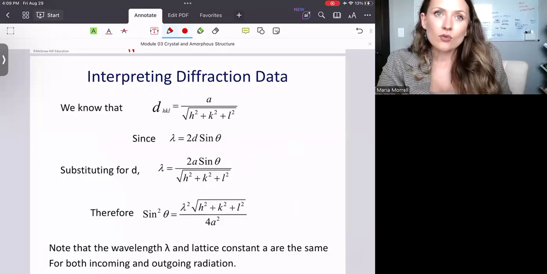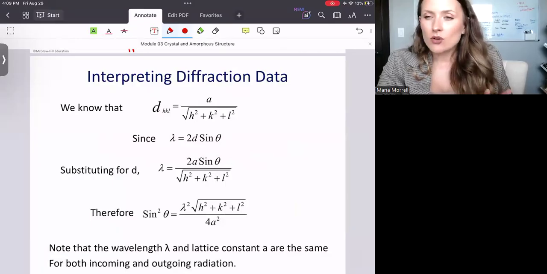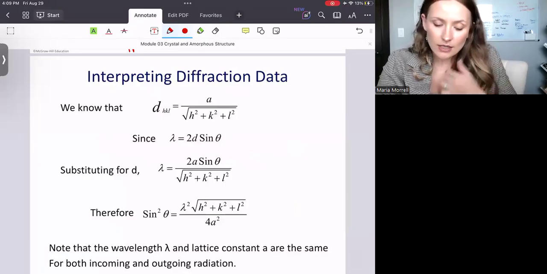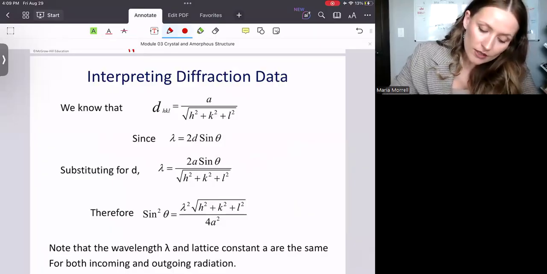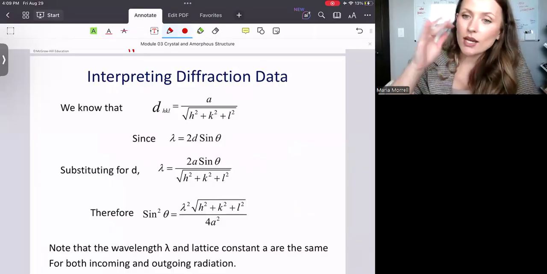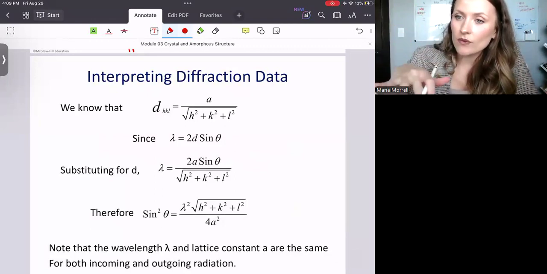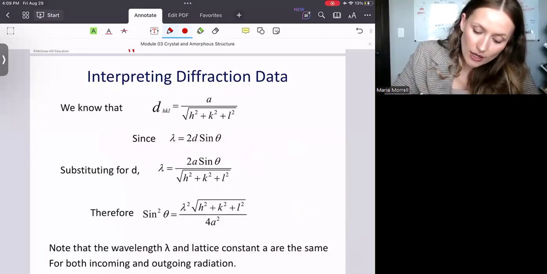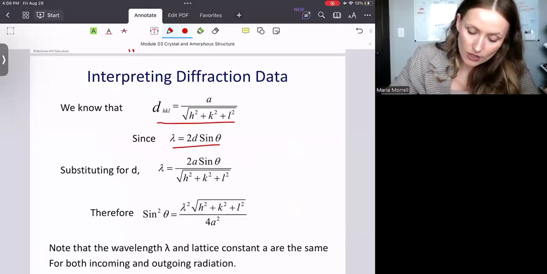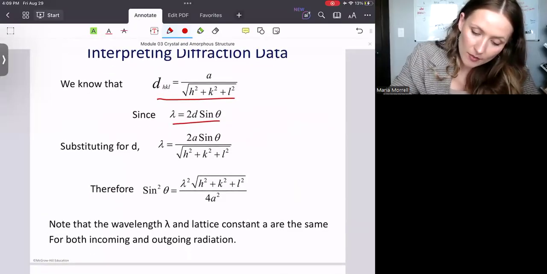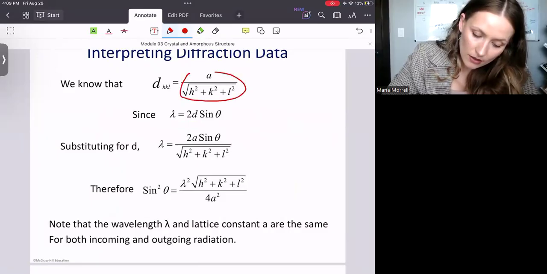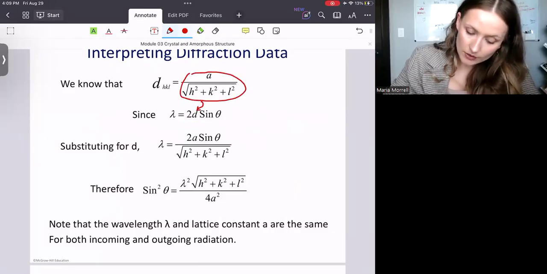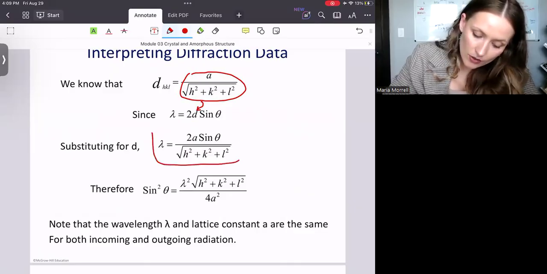Now, instead of just giving you the final answer, which is going to be very, very easy, I will show you very quickly the concept that is behind it, right? So, since we know that interplanar distance is A divided by the square root of the sum of the squared Miller indices, and we also know this from Bragg's law, so we know these two. So what's going to happen is that I'm going to take this D and plug it in here, and this is how I end up with this equation.